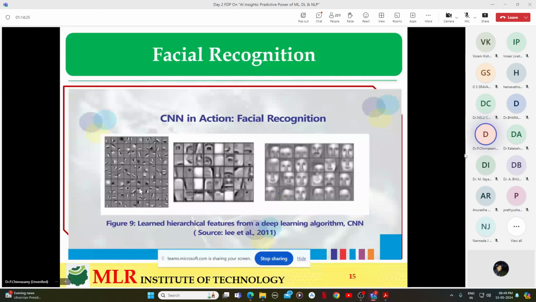How is it extracting? It extracts automatically: it is fed into the convolutional layer, then it goes to max pooling. At last, in the third stage, it produces images in terms of fully connected layers. This example was already published by Lee et al., the authors, in 2011. But what kind of algorithm did they use? Convolutional neural networks.